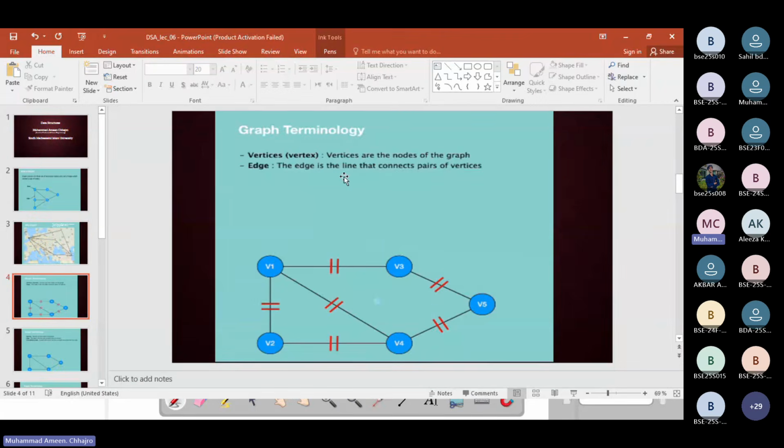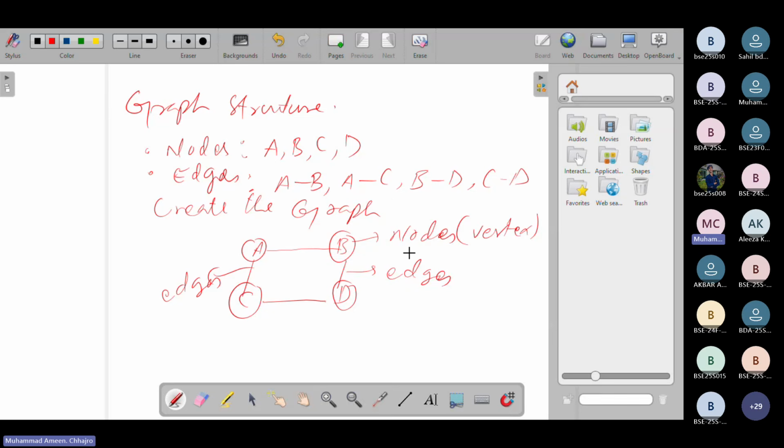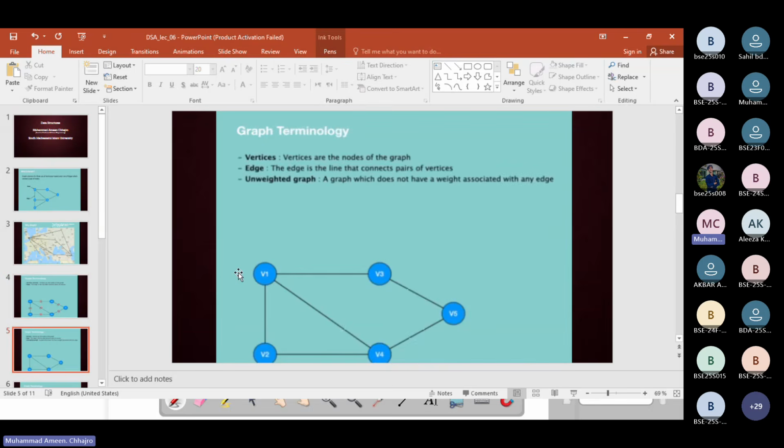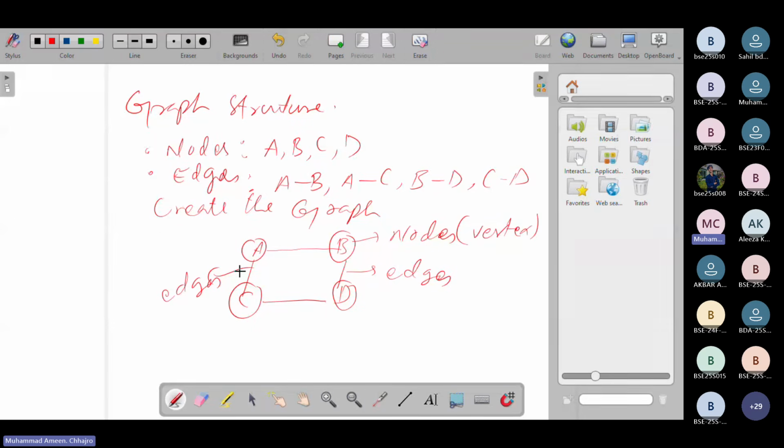हमें पता है edge is a line that connects pair of the vertices, right? Or the vertex. तो जो vertex के ये दो नोड हैं या जो वर्टेक्स हैं, इनके पेयर को जो कनेक्ट करता है उसे एज कहते हैं. हमें इस चीज का भी पता है, आइडिया है. The third is unweighted graph, a graph which does not have a weight associated with any edge. So let's understand this unweighted graph, right?